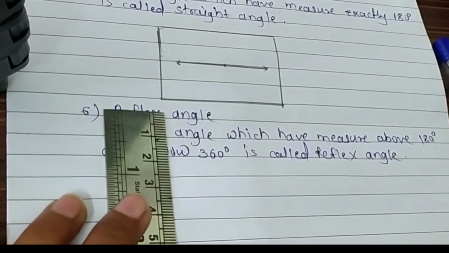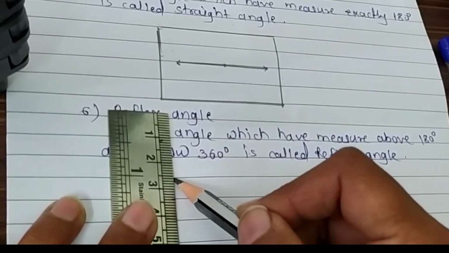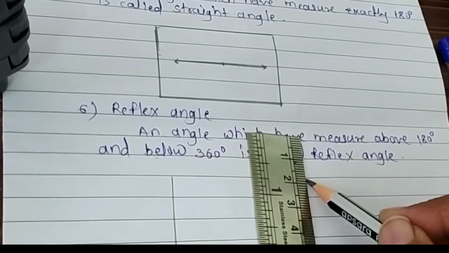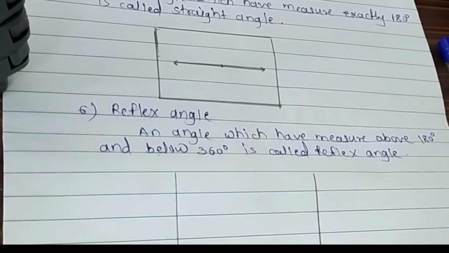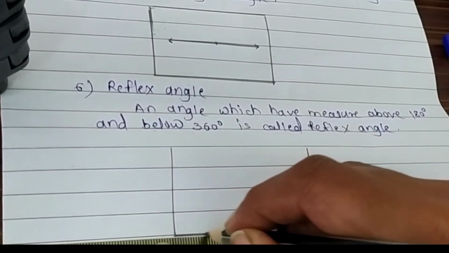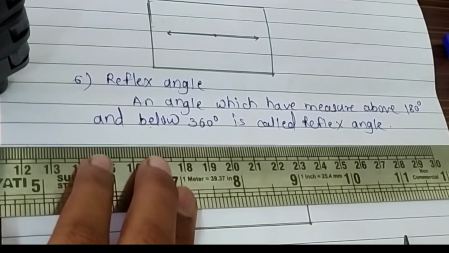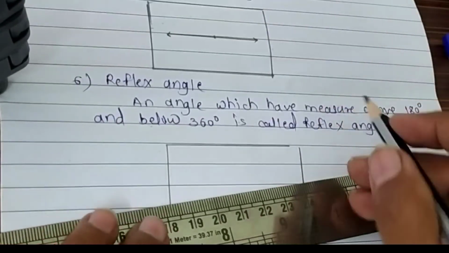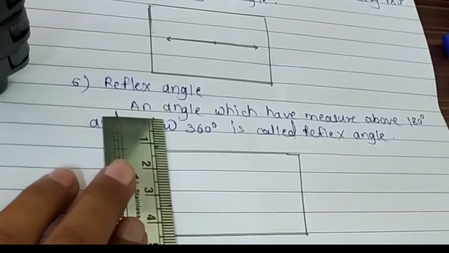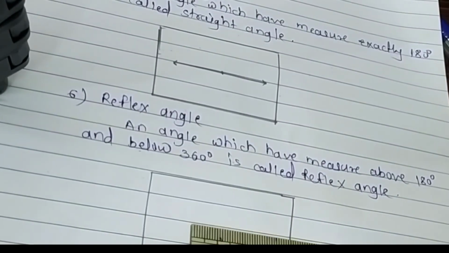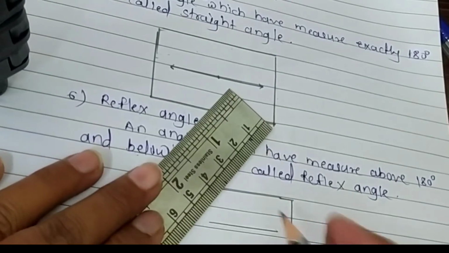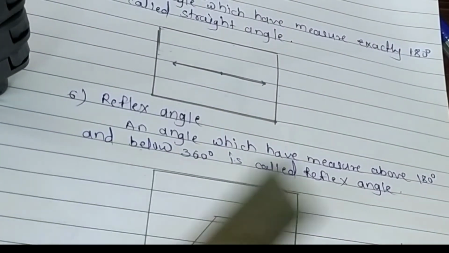Recite all these types of angles' definitions. When you recite them, it's easy for us to solve the next problem set. How does it look? It looks like this.